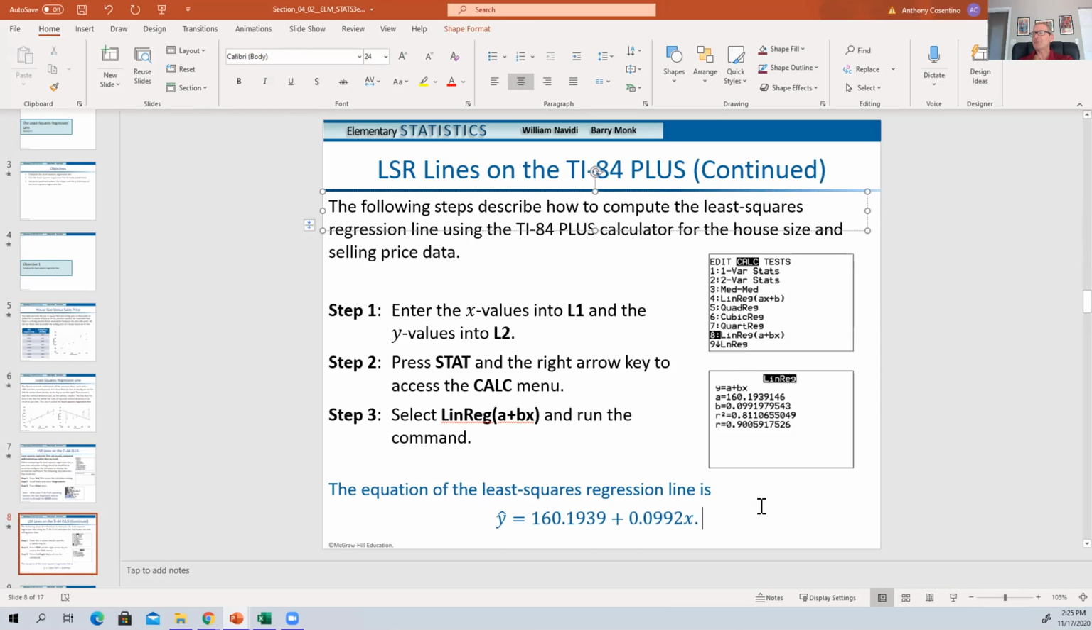So that's how you do it using your calculator. The book has some more detail when you take a look at that. So I highly recommend reading the book if you decide to use your calculator for these calculations.